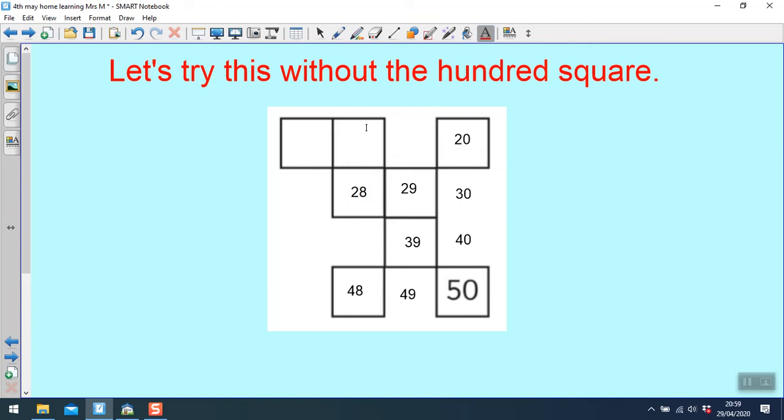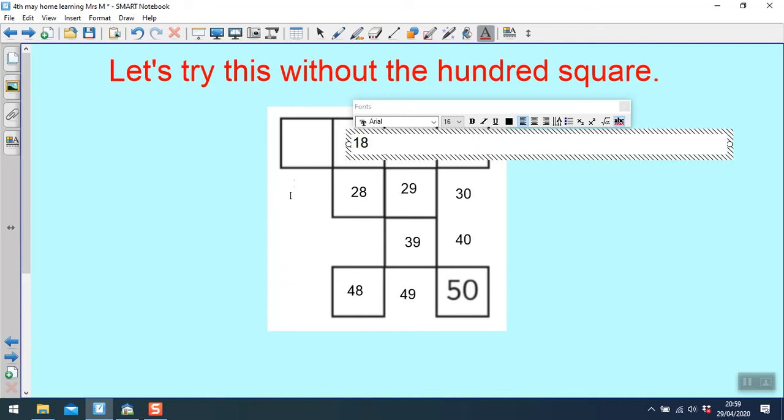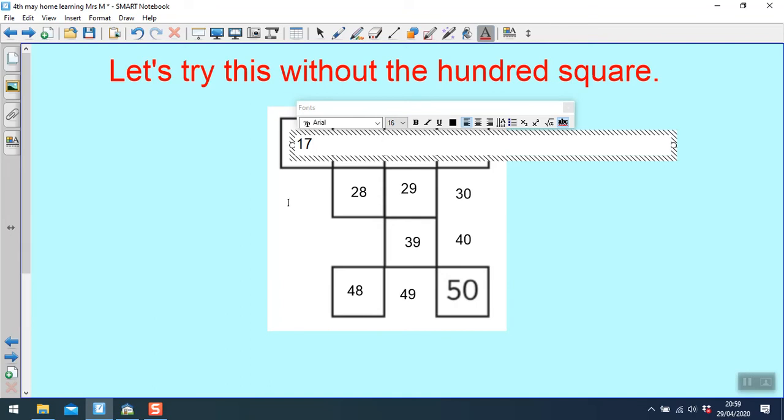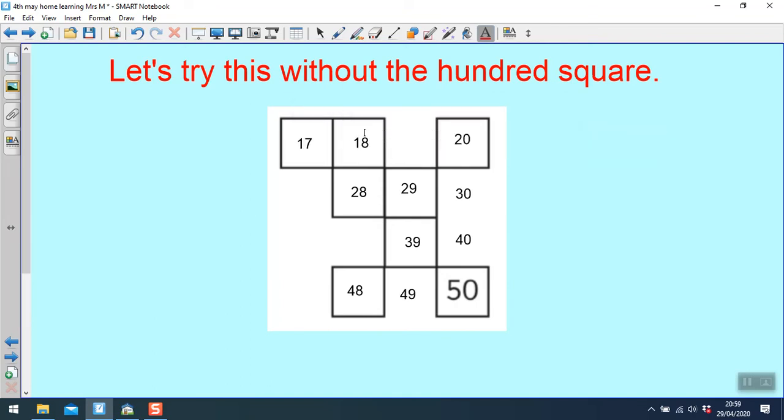Moving up, I'm subtracting 10. 28 subtract 10 is 18. And then moving to the left is subtract 1, so that's 17. Let's just check. 17, 18, 19, 20. Moving down, 28, 29, 30. Moving down, this will be 38, 39, 40, 48, 49, 50.